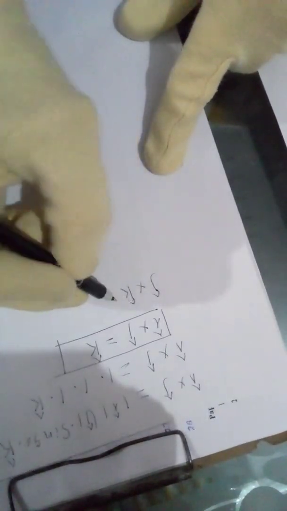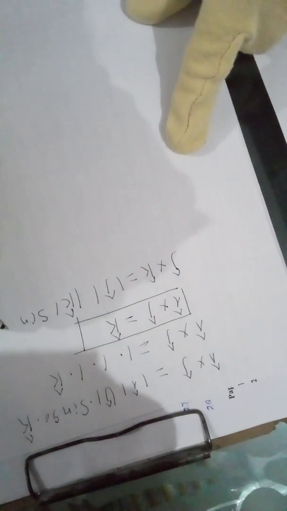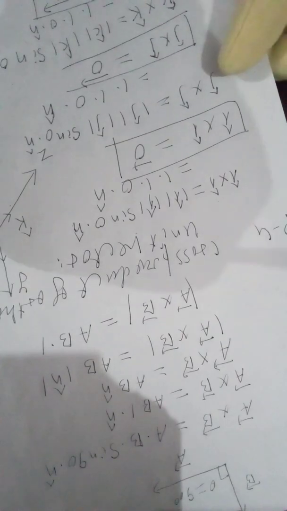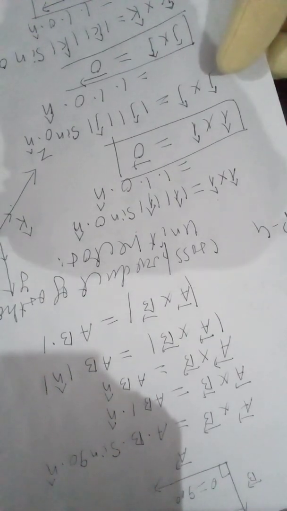Now we find j cross k. So j cross k is equal to magnitude of unit vector j, magnitude of unit vector k, into sine of the angle between j and k. The j is the y axis, and k is the z axis. The angle between the y and z axis is 90 degrees. So we write sin 90. And now we find the direction of j cross k.